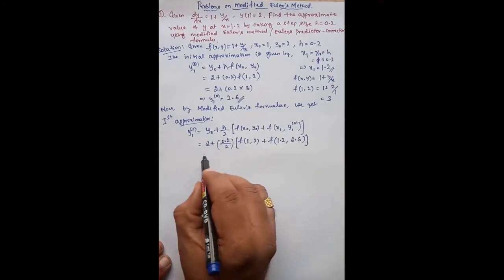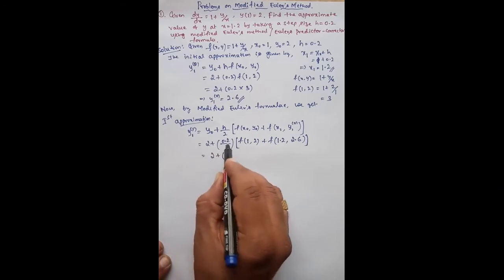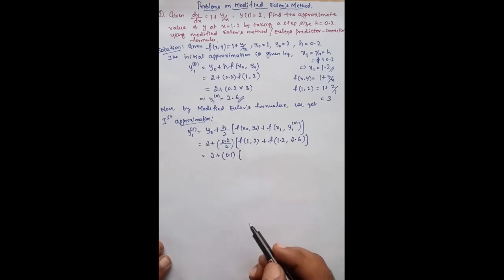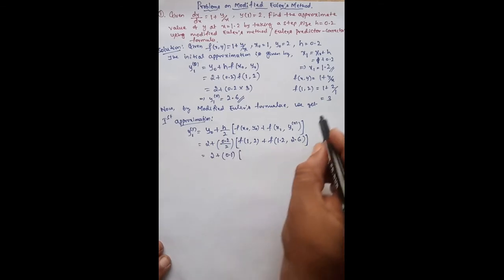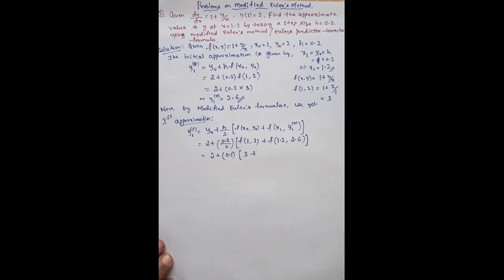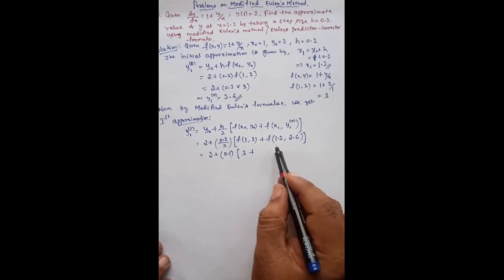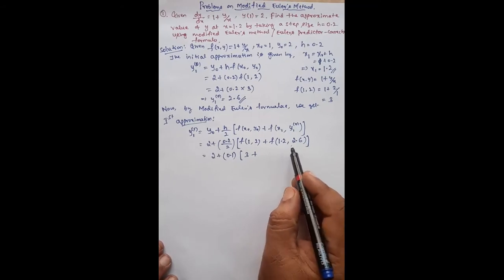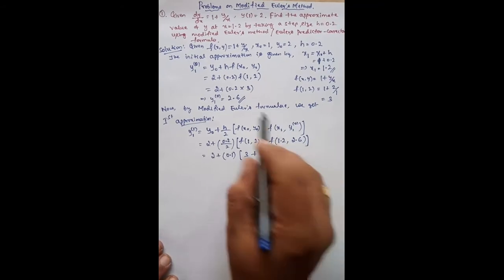So if you simplify this, you get 2 plus, see 0.2 by 2 is 0.1 into f of 1 comma 2. So you know f of 1 comma 2 is already done, it is 3, plus this you calculated. So f of 1.2 comma 2.6. So it becomes something like this. I'll use this formula.